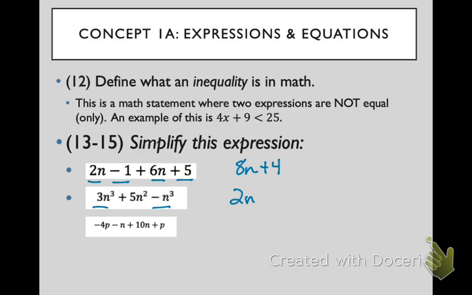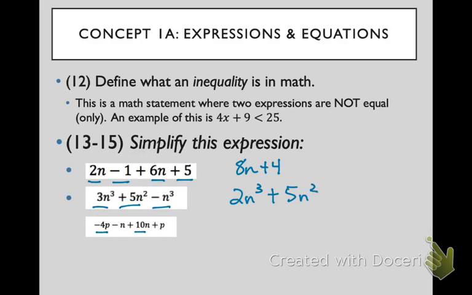Now let's look at the next example. 3n cubed plus 5n squared minus n cubed. So look at terms that are alike. The 3n cubed minus 1n cubed, which will give you 2n cubed. And then you don't have anything to combine with the 5n squared, so that will stay.